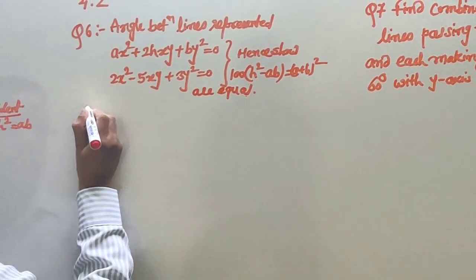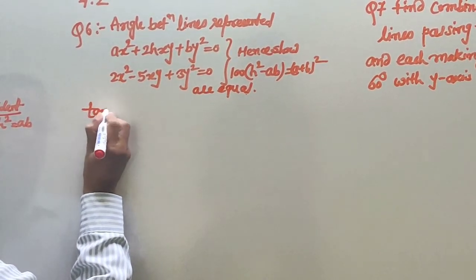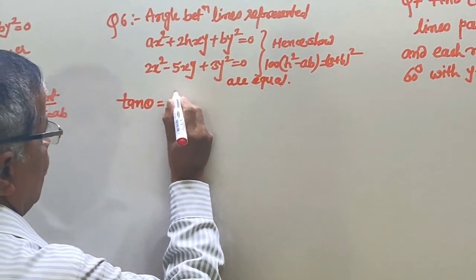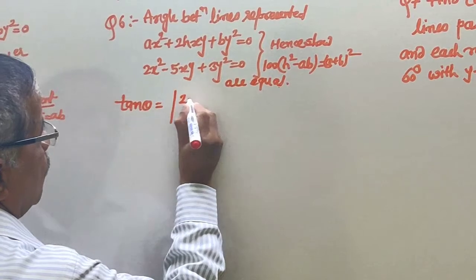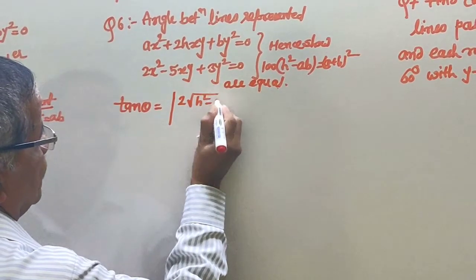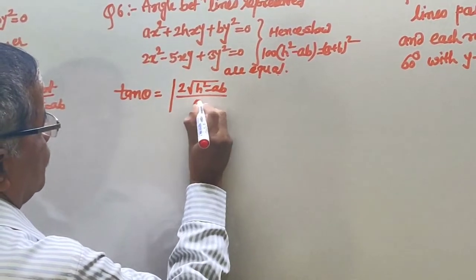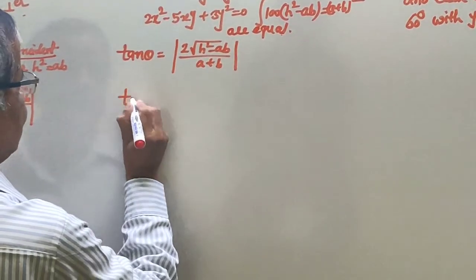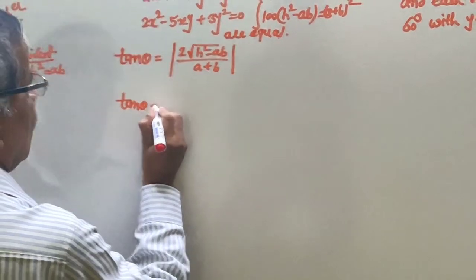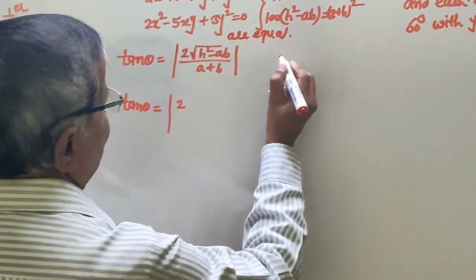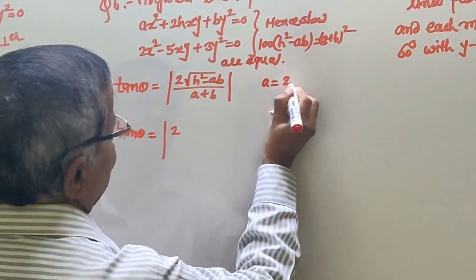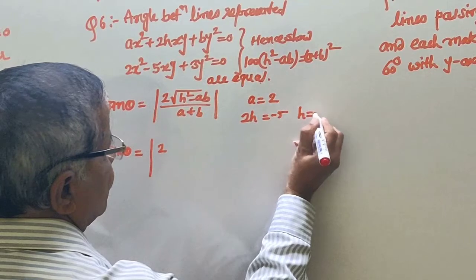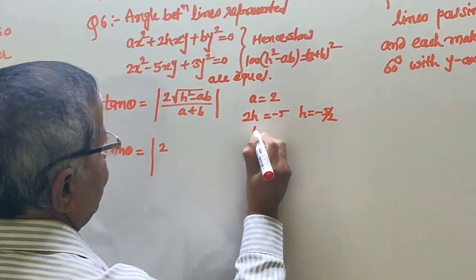Now I will find the tan theta for the first line. Tan theta for the first line is the formula: modulus of 2 under root of h square minus ab upon a plus b. Okay, you know the formula. For the second line, tan theta is equal to, what will come here? For the second line, I will write down here a is equal to 2, 2h is equal to minus 5, means h is equal to minus 5 by 2, and b is equal to 3.